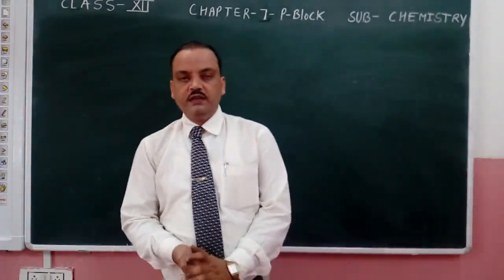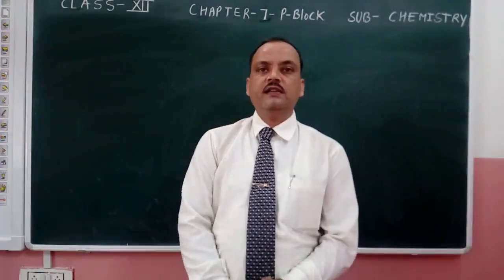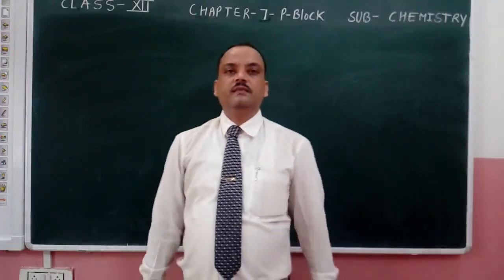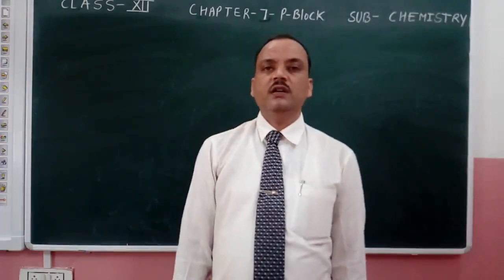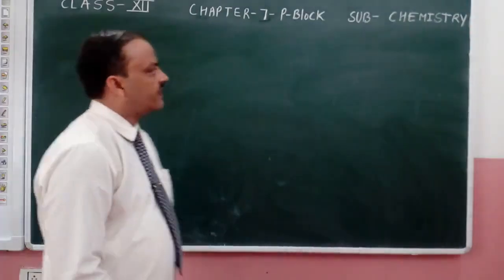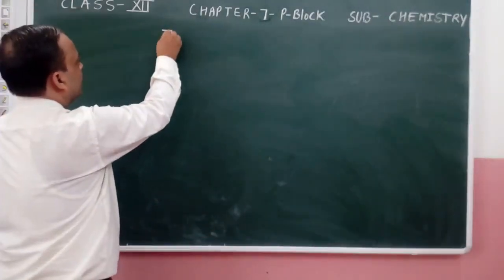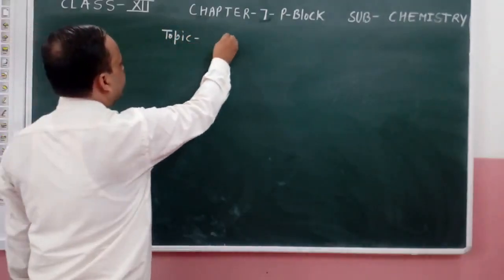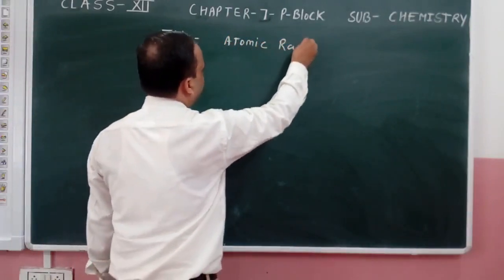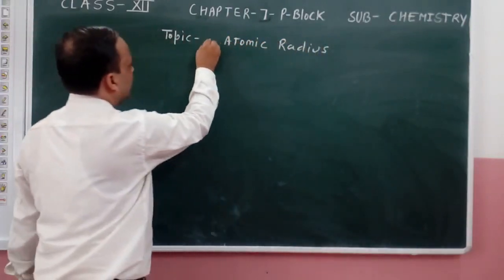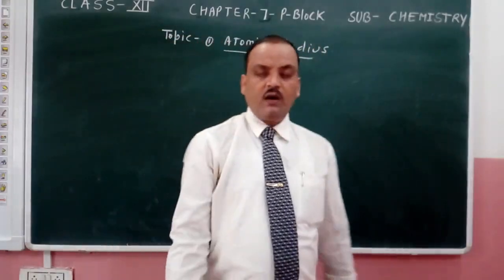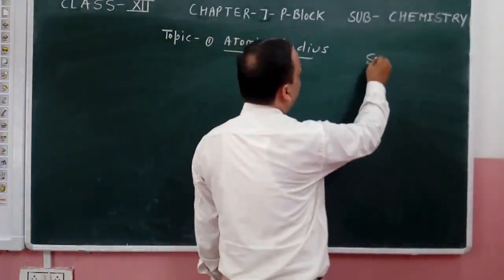Good morning, students. In today's class, we are going to start the points related to the group number 15 elements, like some general properties. The first property is atomic radius. You all know about the size of elements.